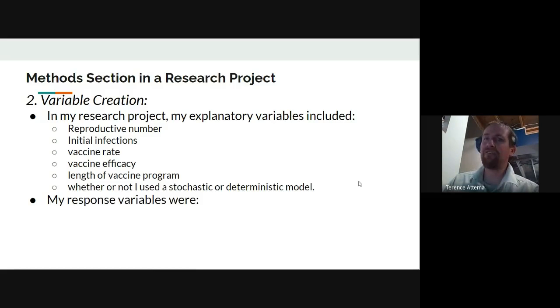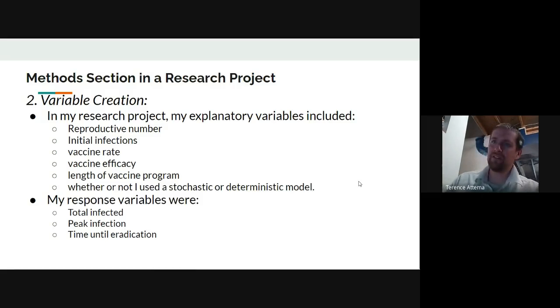What did I measure after my simulation ran? That would be my response variable. Things like total infected, but many of you may object that maybe total infected is not the most important thing, but actually peak infection, because you don't want the hospitals to get overloaded. So if we're minimizing that peak infection, it may reduce total damage, total deaths, and hospitalizations, or I guess deaths would be minimized if people are able to get their care quicker. And then time until eradication.